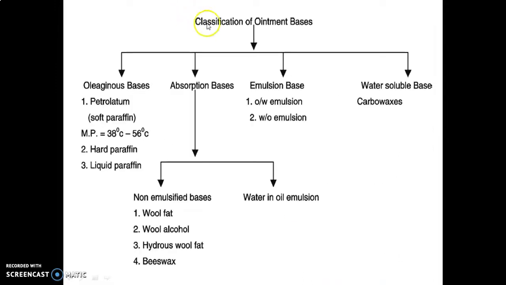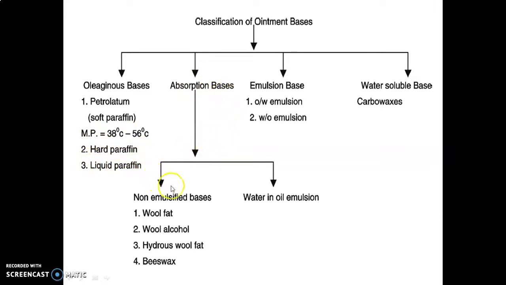Next we will discuss the classification of ointment bases. There are four main classes: oleaginous base, absorption base, emulsion base and water soluble base. In the oleaginous base, the first type is petrolatum, that is soft paraffin, which has a melting point of 38 degrees Celsius to 56 degrees Celsius. Second is hard paraffin, and third is liquid paraffin.